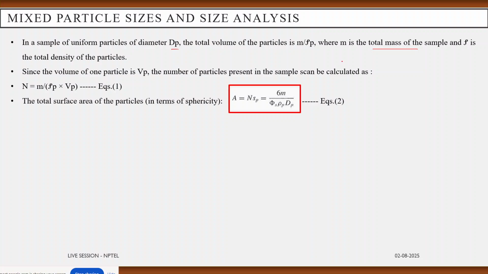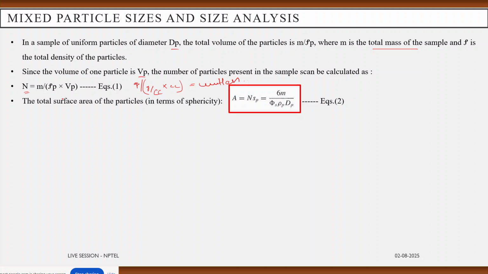Since the volume of one particle we denote as Vp, the number of particles present in the sample can be calculated easily by this equation: number of particles equals mass divided by density into volume, that is gram divided by gram per cc into cc, which is unitless. So we get the number of total particles present in the mixture.